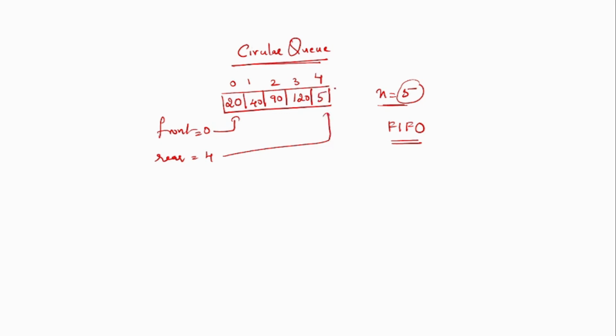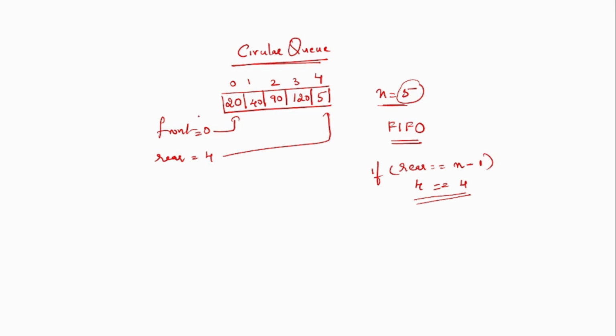I cannot insert any more elements here because I have this condition where I say rear equal to n minus 1, right? If rear equal to n minus 1, so here rear is 4 and n is equal to 5. 5 minus 1 is 4. This condition holds true here. Because this condition holds true here, I cannot insert any more elements. That is the reason we can say that the queue is full here, right?